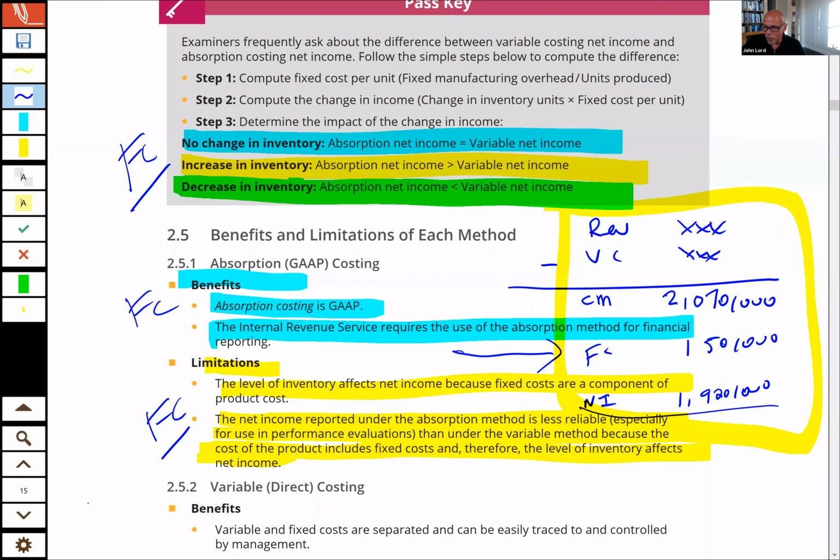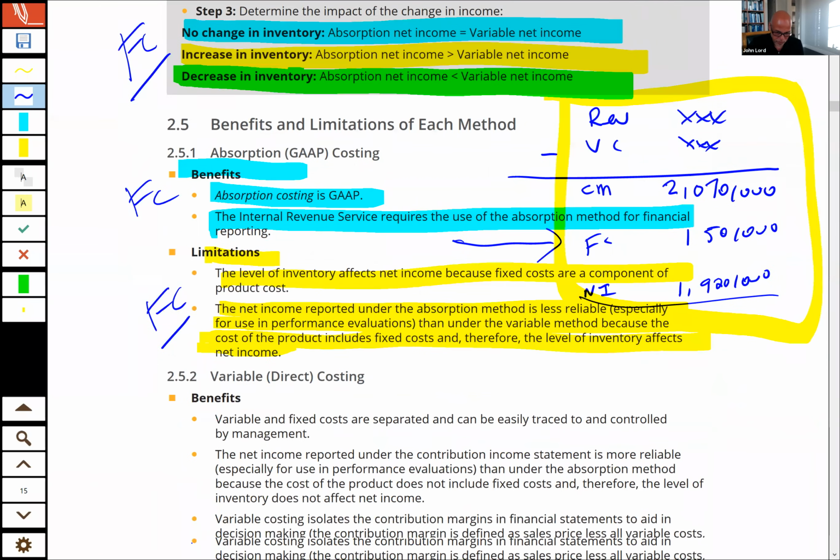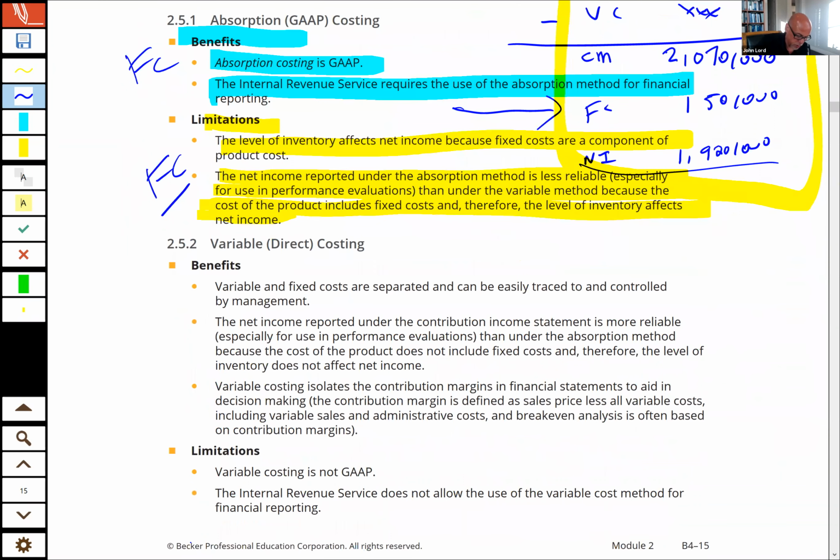I mean, we do that all the time in GAAP. We leave certain costs on the balance sheet because the future economic benefit of those things hasn't expired yet. And we've all accepted that. So I think they were struggling for limitations there.